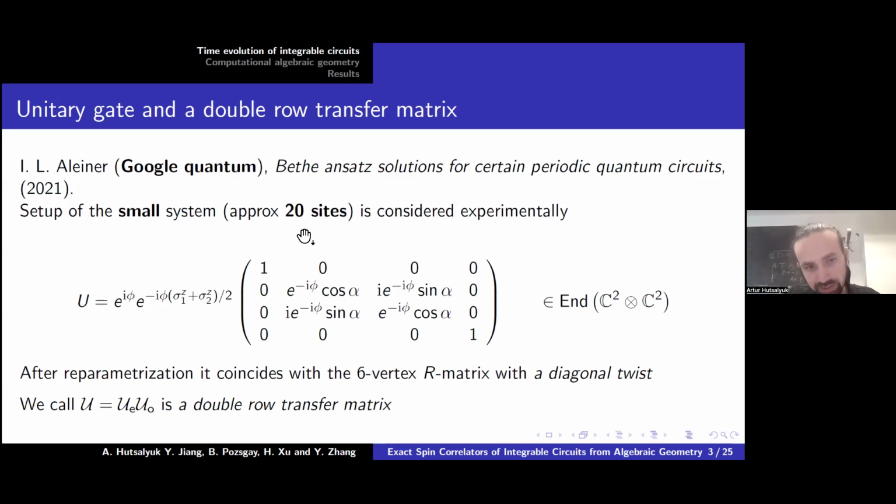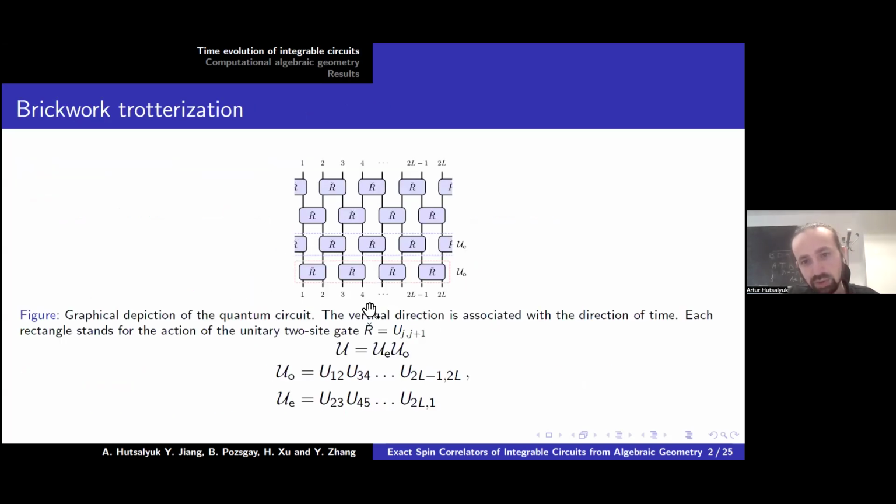Because if you see, let's go back for a second to the previous slide. If you see here, basically what we have from the point of view of hardware, if you wish, is some initial state and some two-site operators that act consecutively on this initial state and produce something at the very end. And this is the very basic and very convenient setup to run on a quantum computer.